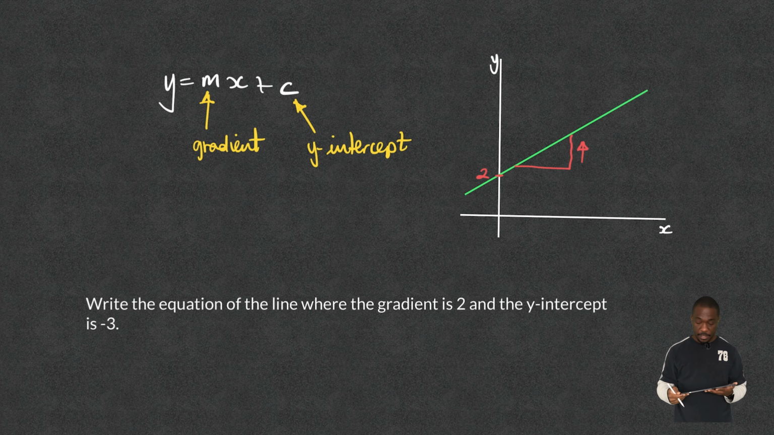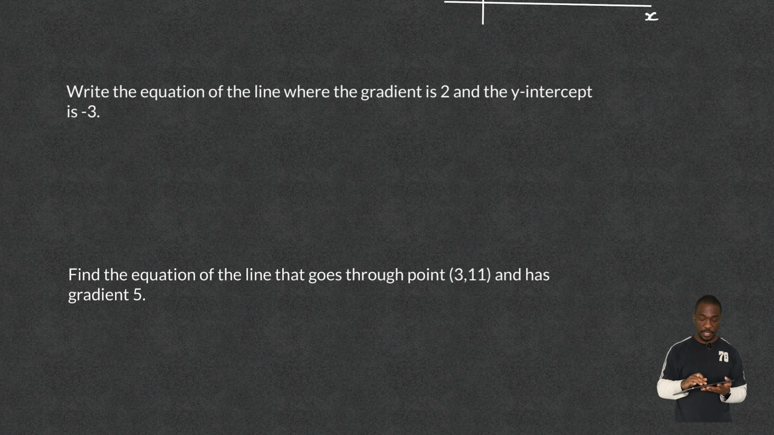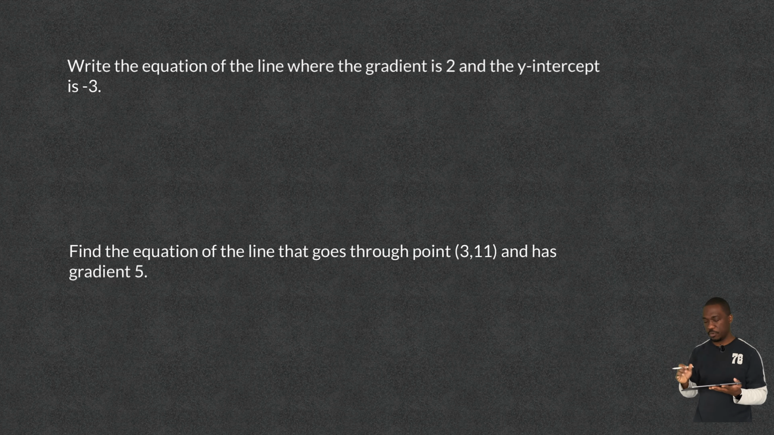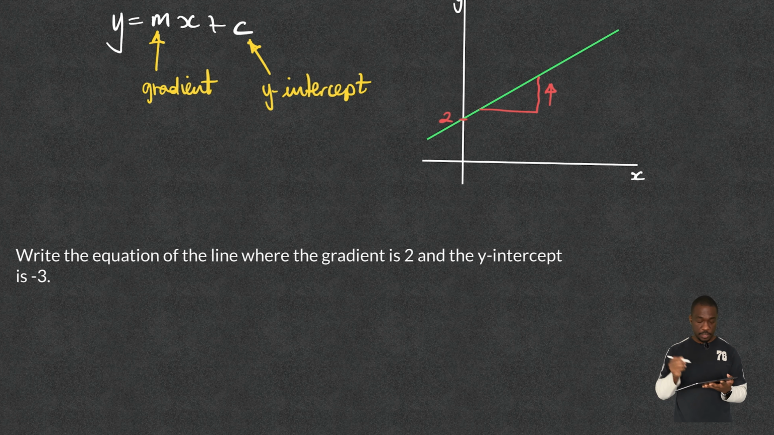All right, good. Now that you've seen that, let's jump straight into doing a few questions to make this a bit more understandable for you. So this question says, write the equation of the line which has a gradient of 2. Let's highlight that. So the gradient is 2 and the y-intercept is -3. So that basically means that the line is going up, but it cuts the y-axis at -3.